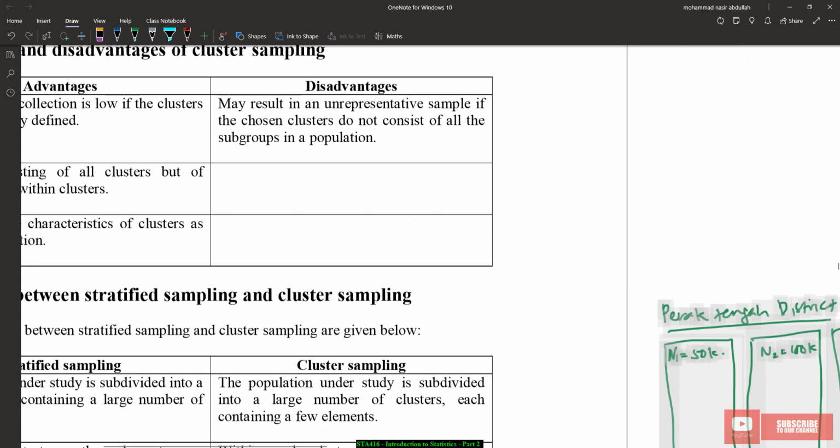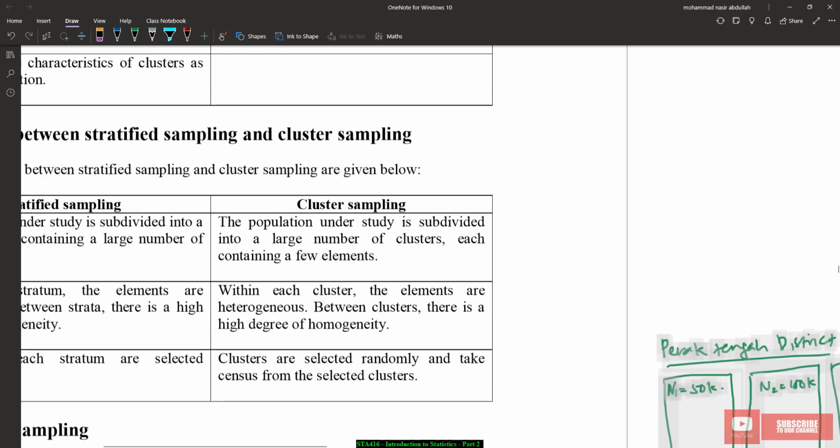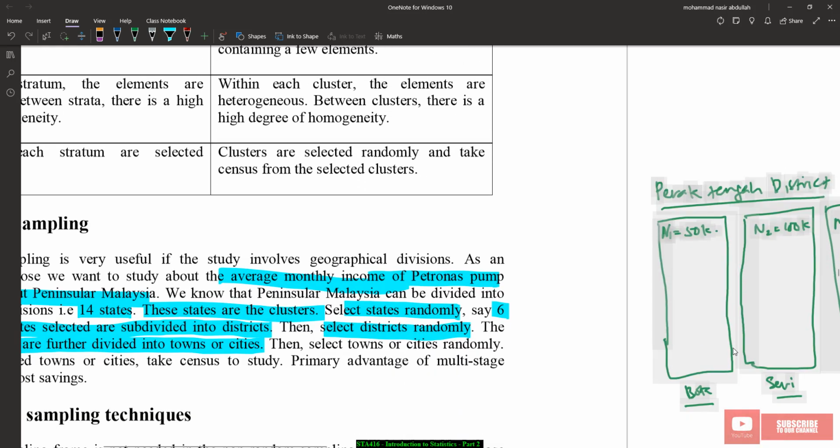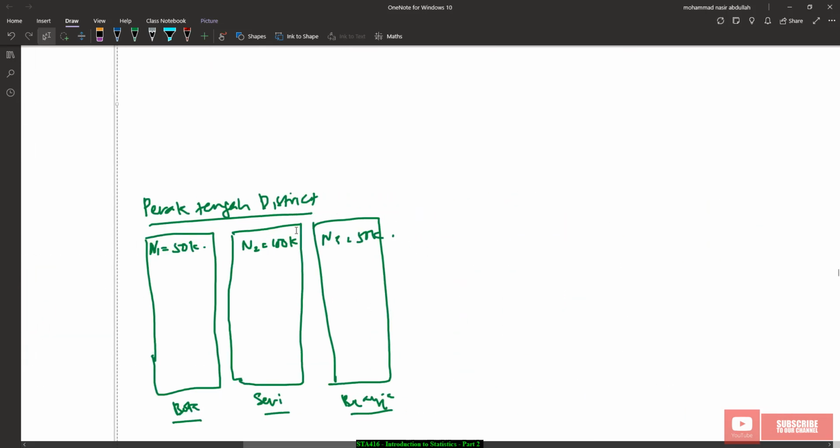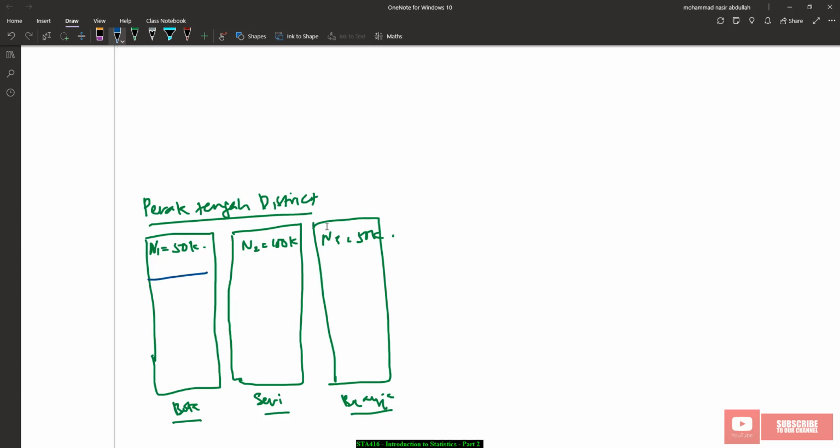Okay, turun bawah sikit, kita nampak kat tempat dia. Okay, multi-stage sampling techniques. First, we have a whole population. We divide the population into a cluster, into 3 cluster, right? For each cluster, let's say kita ada Bota, Sri Iskandar and Belanja. Let's say dalam Bota ni we have several village, right? So village number 1, village number 2, 3, 4, 5.